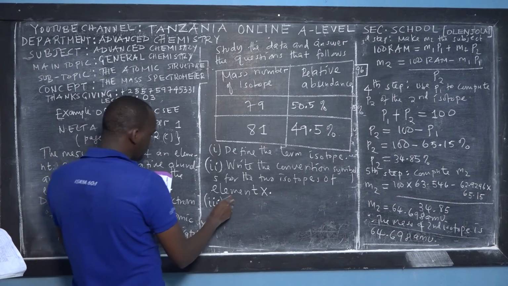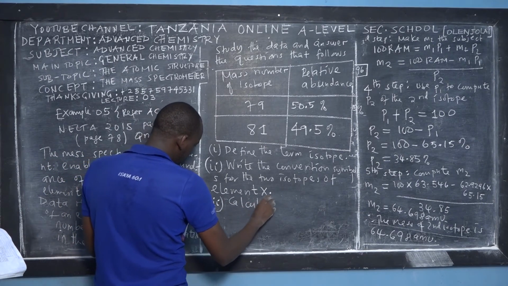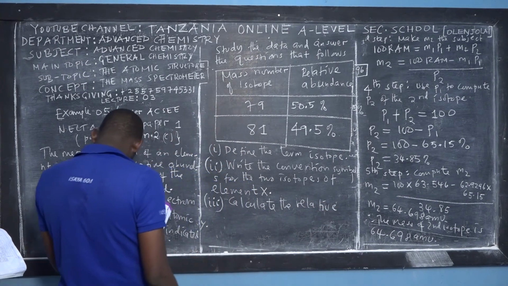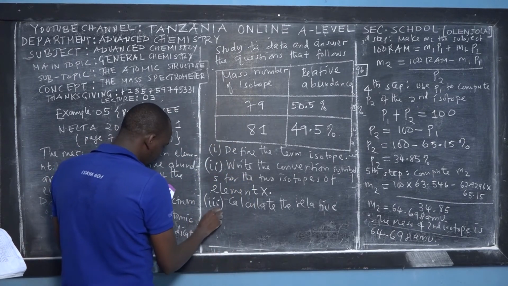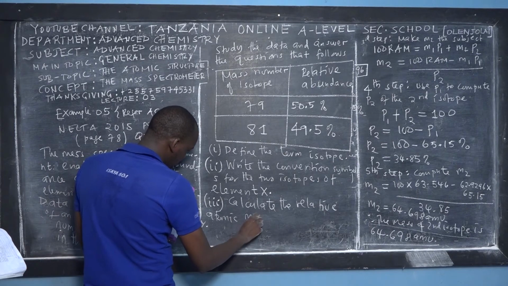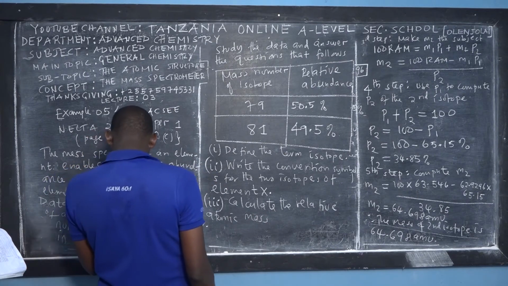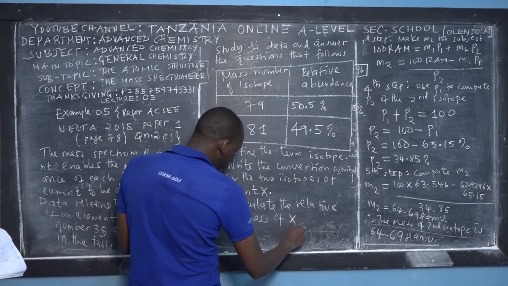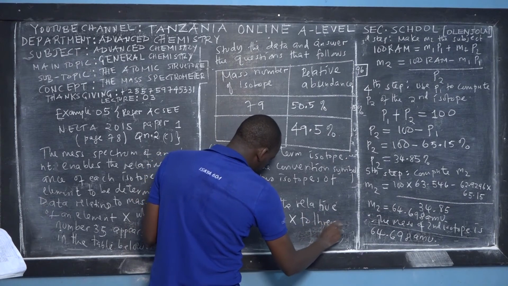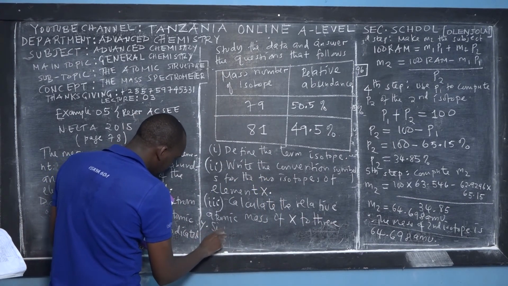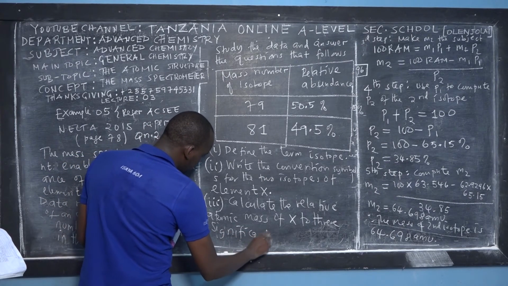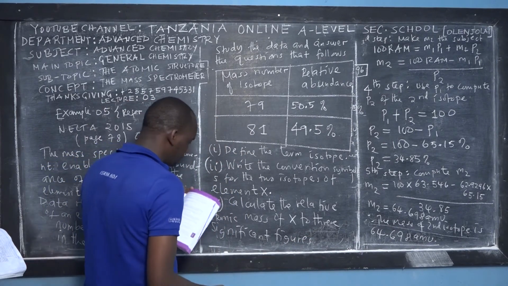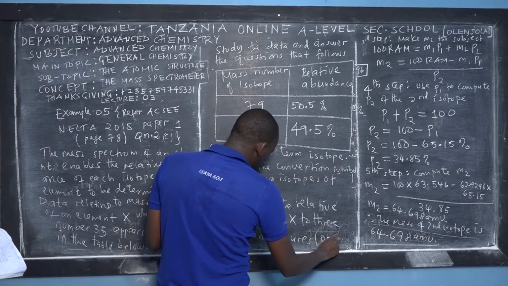Then calculate the relative atomic mass of X to three significant figures. If you do this, you'll get 5 marks.